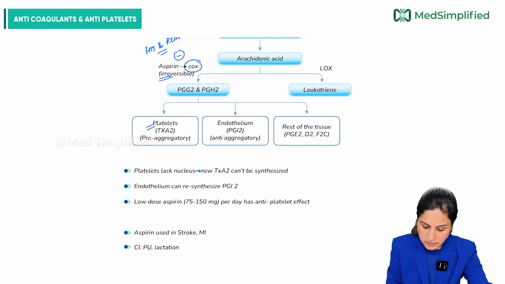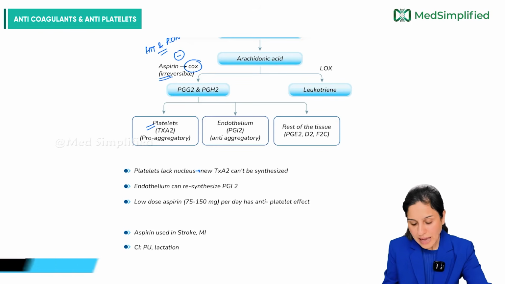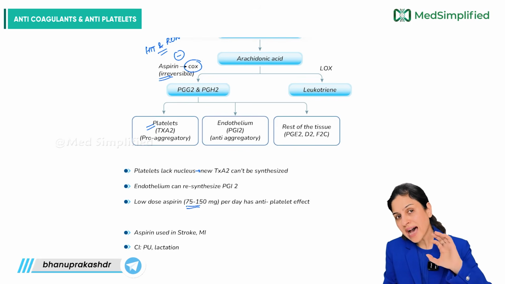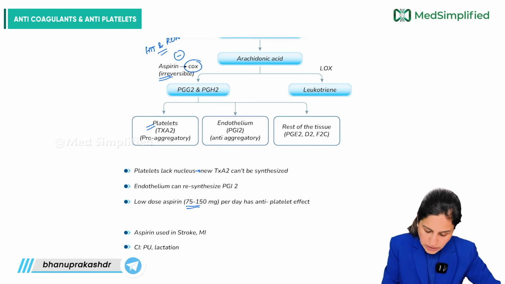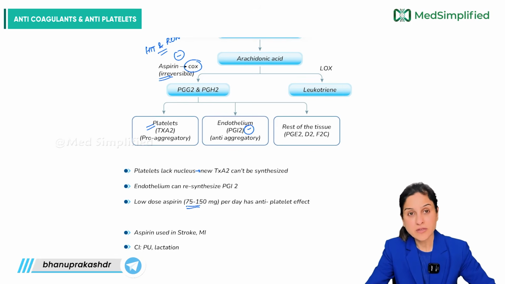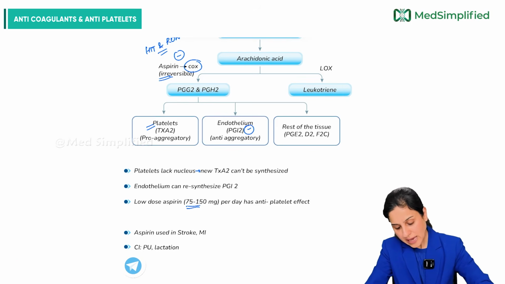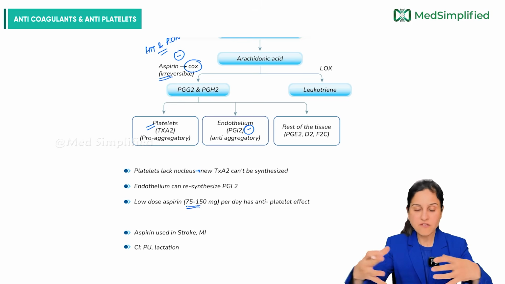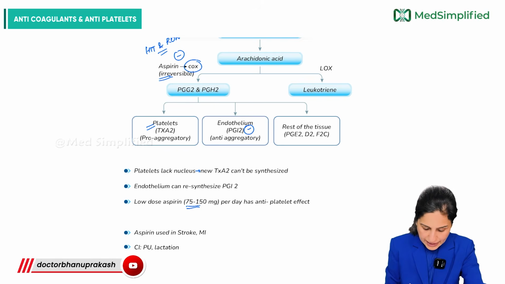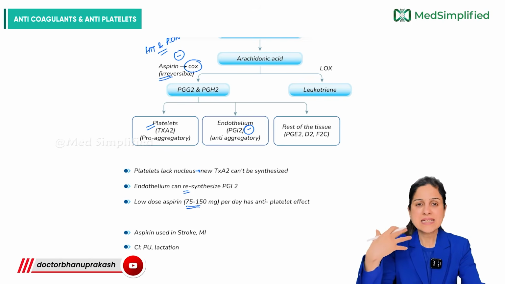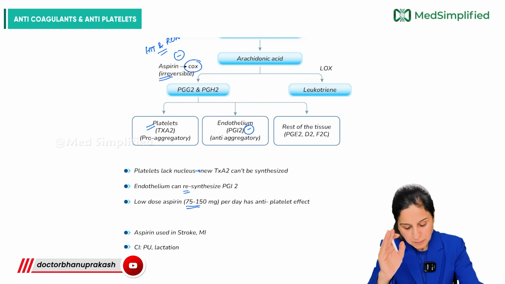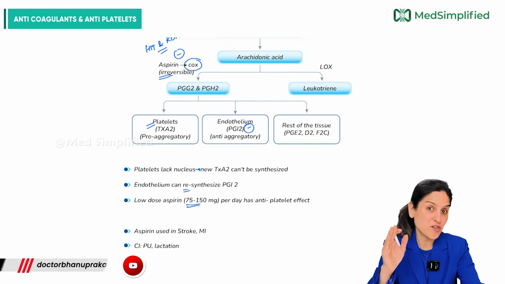In the endothelium, if you give a higher dose, what will happen? Why are we concerned with the low dose here? Because if you give a higher dose, it also inhibits the prostacyclins in the endothelium, right? That is anti-aggregatory. So pro-aggregatory, anti-aggregatory, both the effects will get nullified. And the endothelium can still resynthesize the prostacyclin even if it is inhibited. But the platelet action is basically irreversible here.